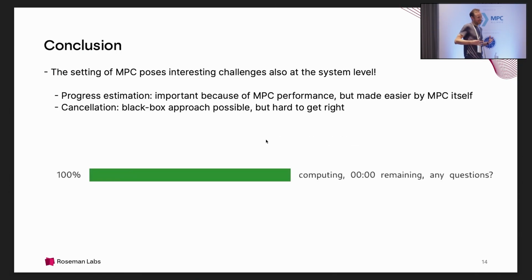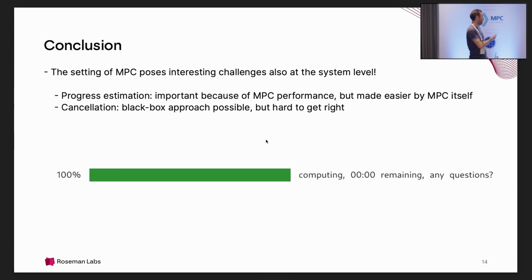So what I wanted to say at a high level, and I'm showing these progress bars, progress and cancellation, as an example, is that implementing MPC has implications at the system level. It's not just implementing or thinking about protocols. It also means thinking about system level design, and that system level design is often impacted by the fact that we use multi-party computation, the fact that it's an interactive protocol between different parties that has a lot of effects.